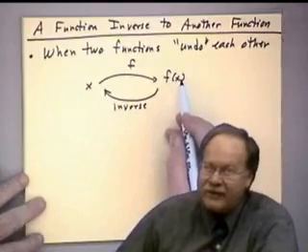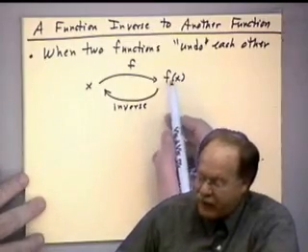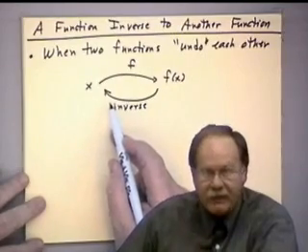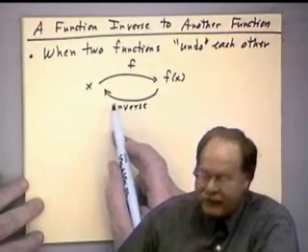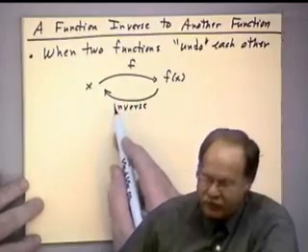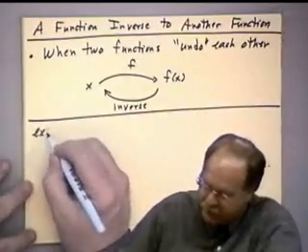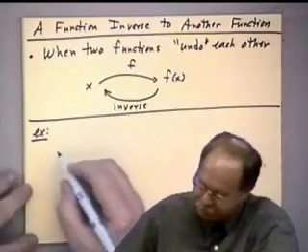Now, sometimes you can't undo a function. Sometimes you have difficulty depending on what the function is. So inverses will not always exist, but when they do exist, they're very nice. They allow you to quickly undo something that you have previously done. Let me give you an example to illustrate a situation where this works.